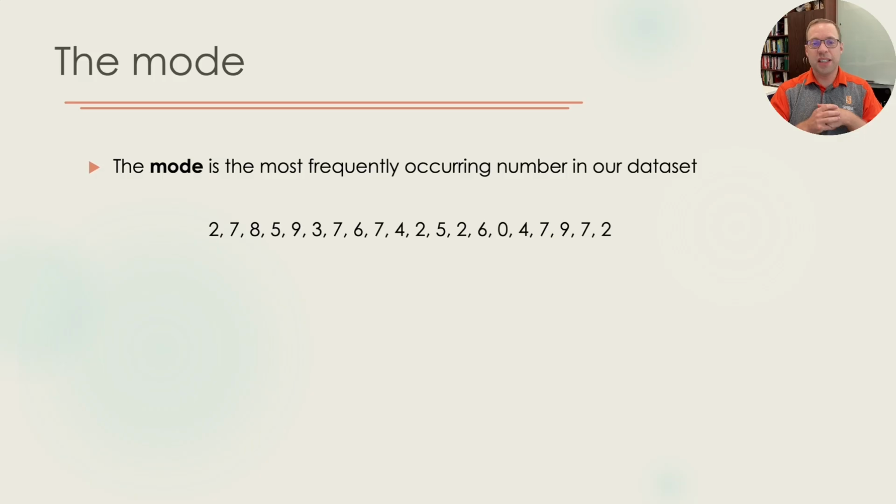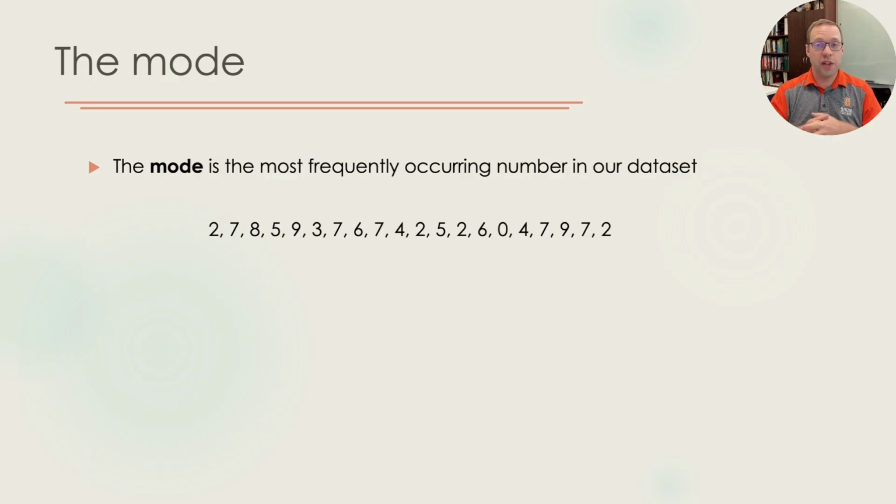But the mode is the most frequently occurring number in our data set. So let's say that we have this data set here. Okay, we have 20 data points. I'm sorry, I spaced how many numbers I put up there. We have 20 numbers between 0 and 9.